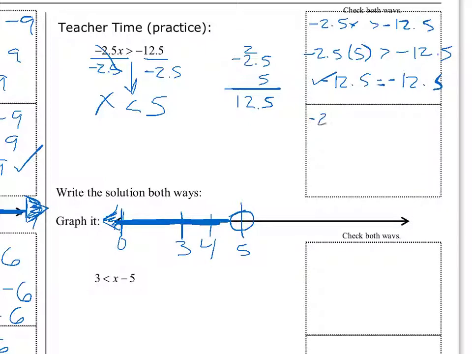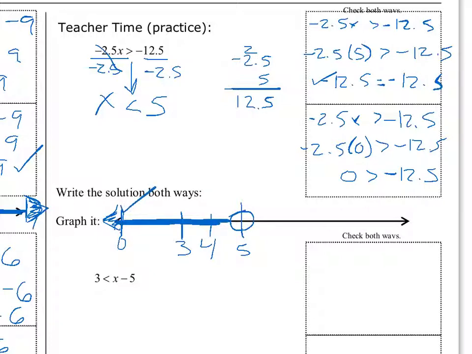So we have negative 2.5x is greater than negative 12.5. Again, that's our original inequality. I'm going to plug in 0. Anything multiplied by 0 is 0. Is 0 greater than negative 12.5? Kip yes or Kip no. Yeah, you'd rather owe nothing than owe somebody $12.50. So we're good there.